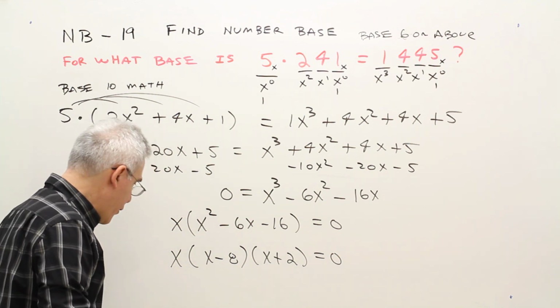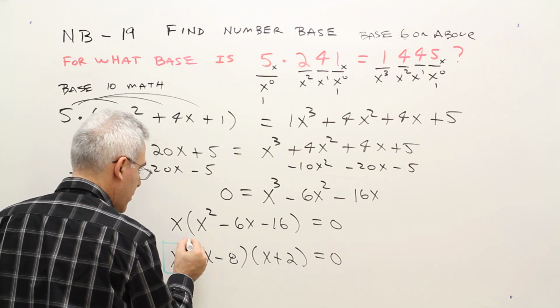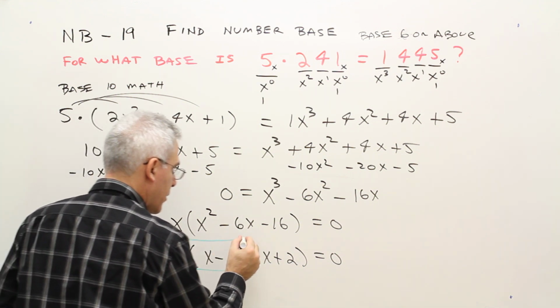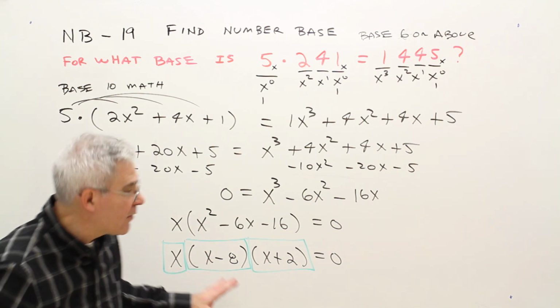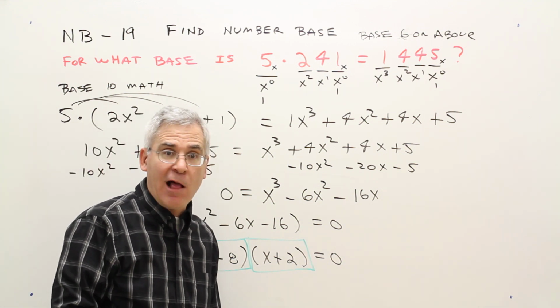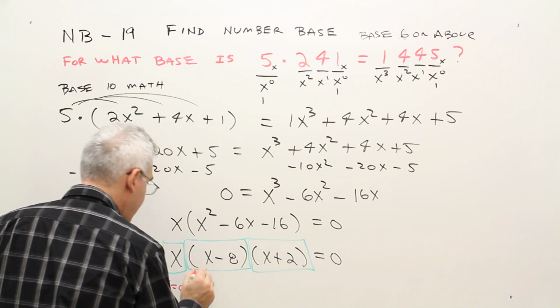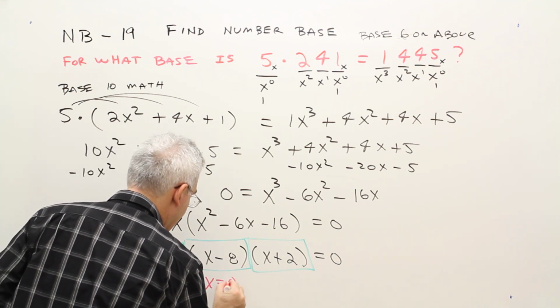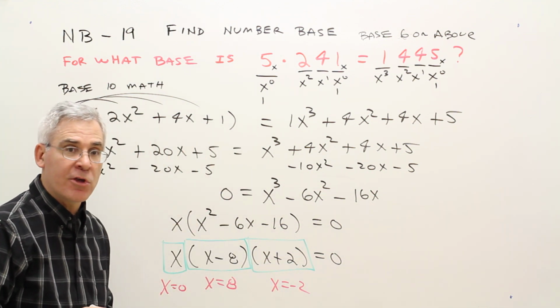Then I'm going to use the zero product property. So what I can do is set each chunk equal to 0 and solve for x. I can do this in my head. So x equals 0, x equals 8, x equals negative 2.